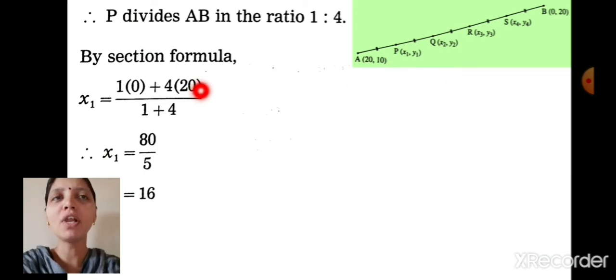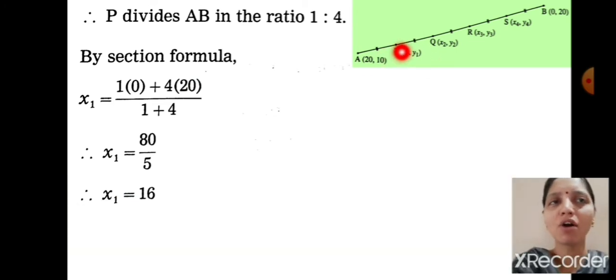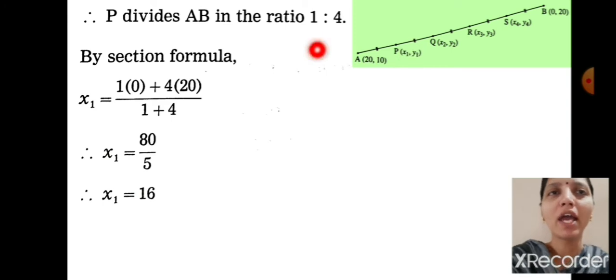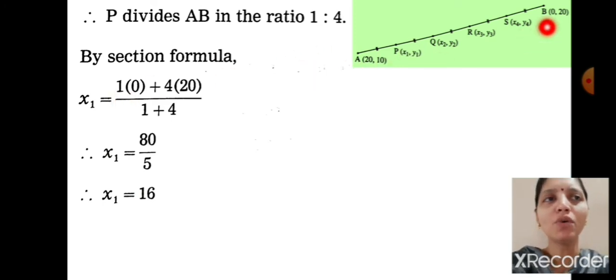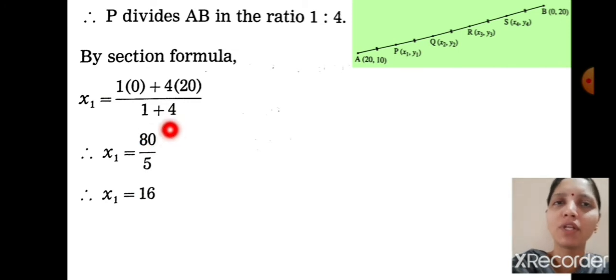Now by the section formula we can find the coordinates of point P. So let's start with the x coordinate. x1 is equal to, now m is 1, so 1 into 0 plus 4 into 20, because n value is 4, upon 1 plus 4, that is m plus n. Therefore x1 is equal to 0 plus 80 upon 5. 5 ones are 5, 5 16s are 80, so you will get 16. So you got the x coordinate here.